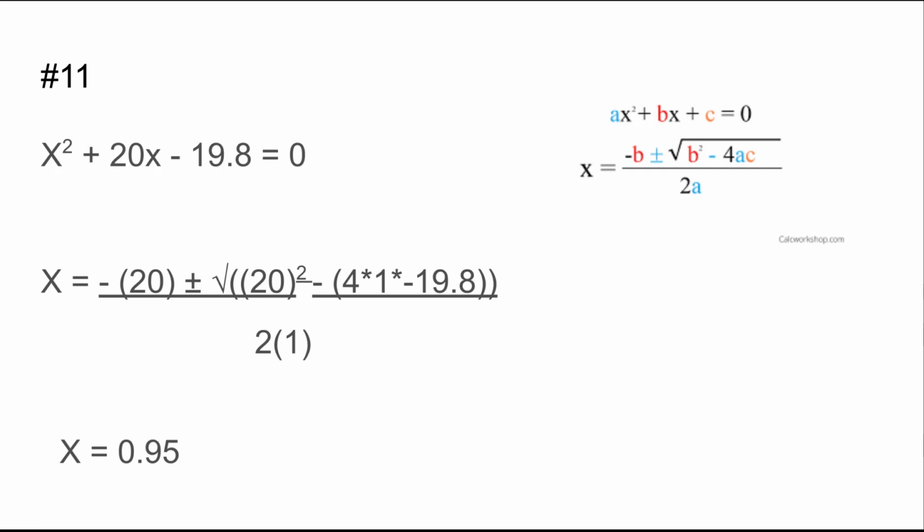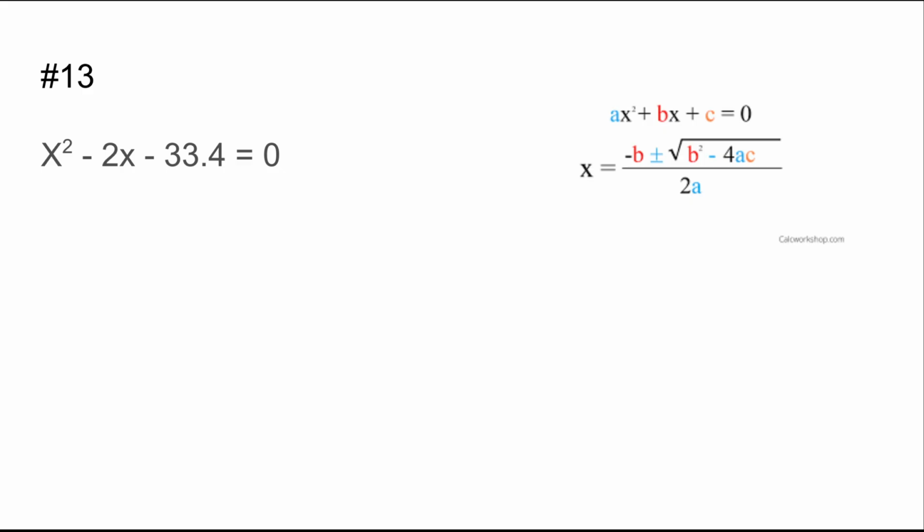Let's do it again, subtracting. Negative 20 minus the square root of 20 squared minus 4 times 1 times negative 19.8, enter, divided by 2, x equals negative 20.95. These are our set of solutions.